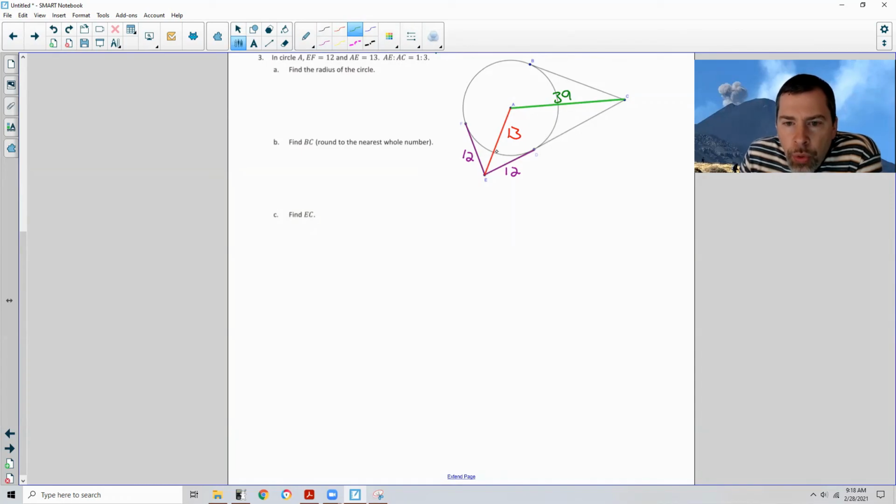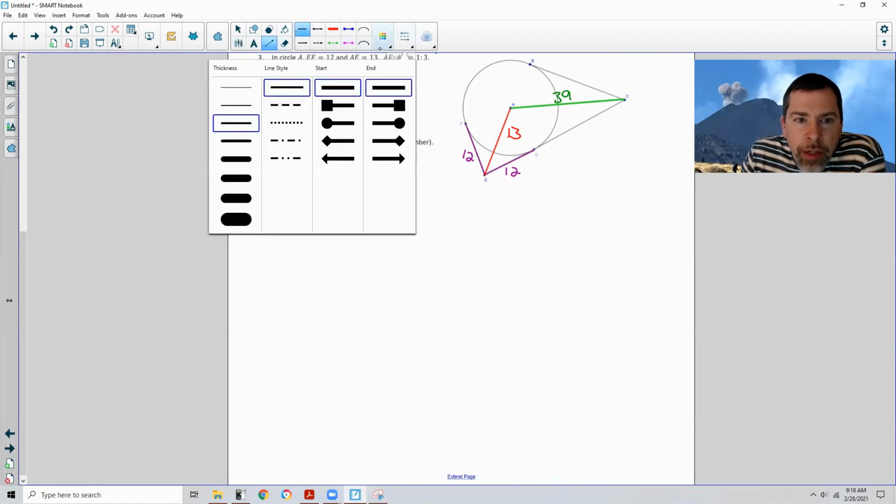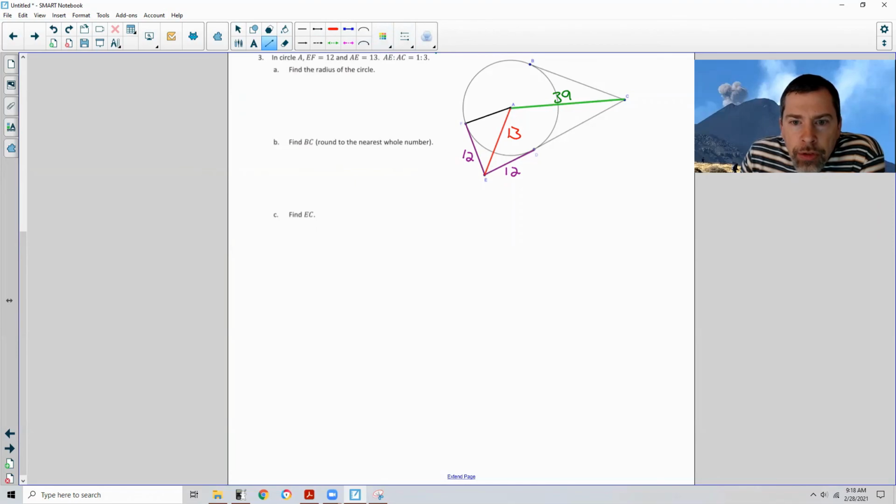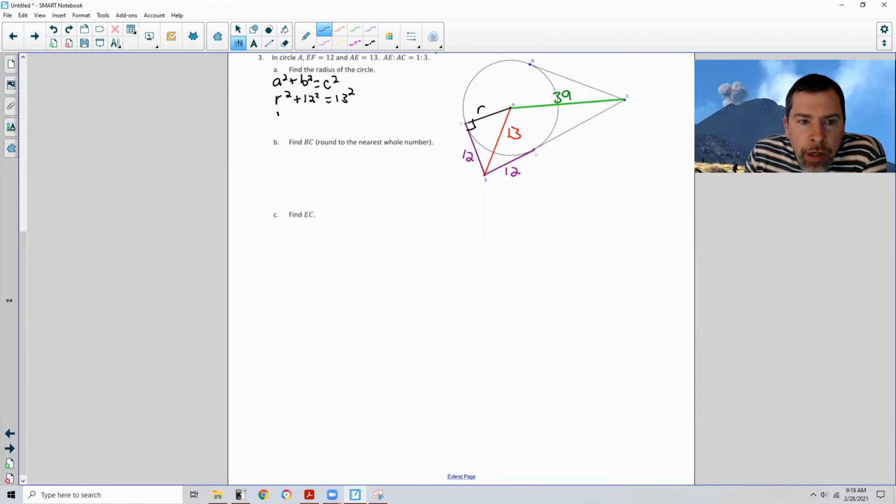Okay, well, this whole distance is 13. So in order to find the radius of the circle, keep in mind what we just proved. Okay, I can draw a right triangle here. This is a right triangle where I have one leg 12, the radius is the other leg, and 13 is the hypotenuse. So to find the radius, I would say a squared plus b squared equals c squared. Write the formula. Substitute the givens. R squared plus 12 squared equals 13 squared.